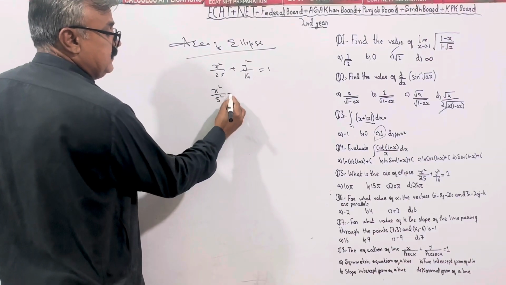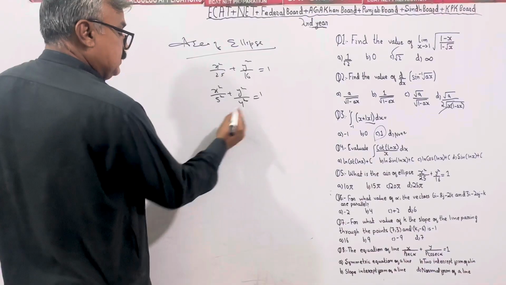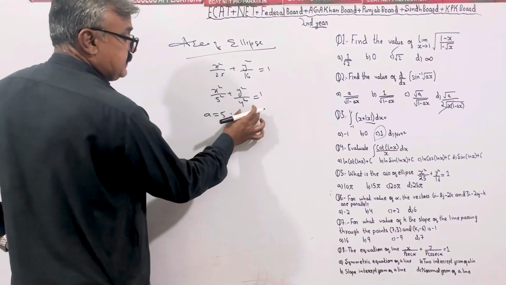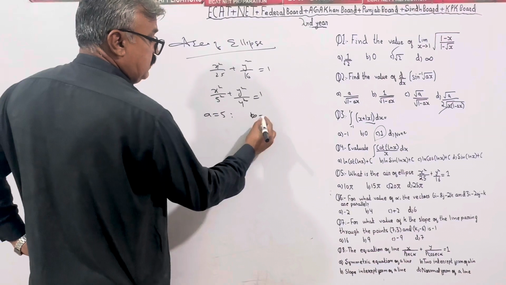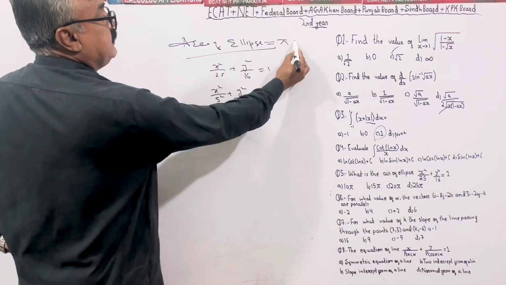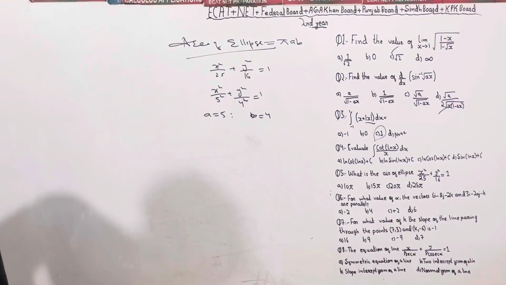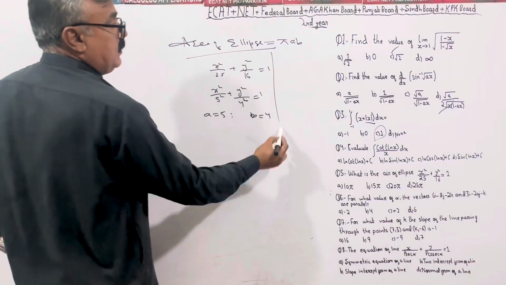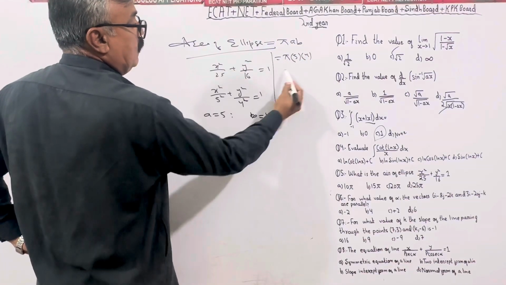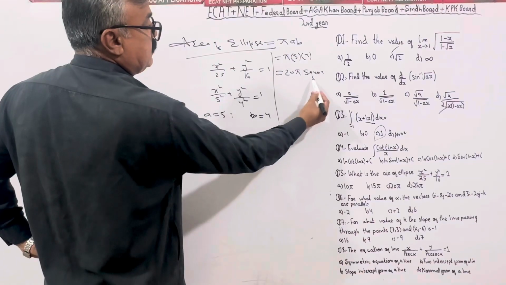25 can be written as 5 squared, and 16 can be written as 4 squared. So here a is equal to 5, the length of the semi-major axis, and the length of the semi-minor axis b is equal to 4. Area of ellipse is given by pi times ab. What values? Pi times 5 times 4, which is 20 pi square units.